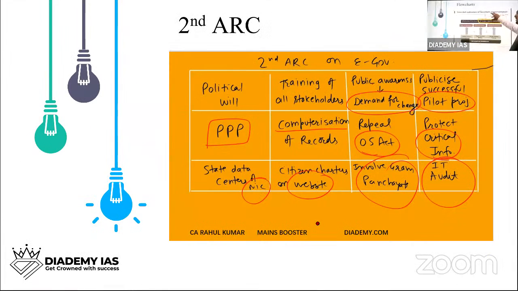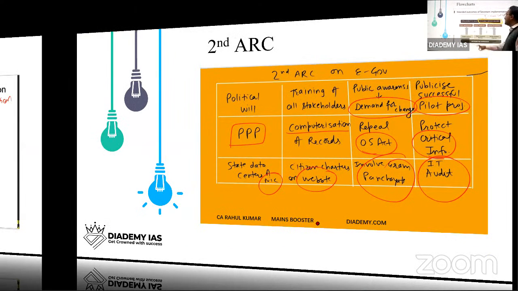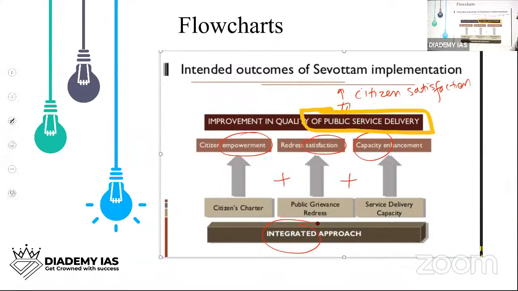Flow chart use कीजिए. In your notes making also, for example, this question is about the Sevottam model, okay, and public service delivery. One question was there on public service delivery, and that question was about this only. If you understand and know this diagram, this is a very basic diagram, you can find about public service delivery everywhere, about the Sevottam model, then you can answer any type of question which comes from this area.